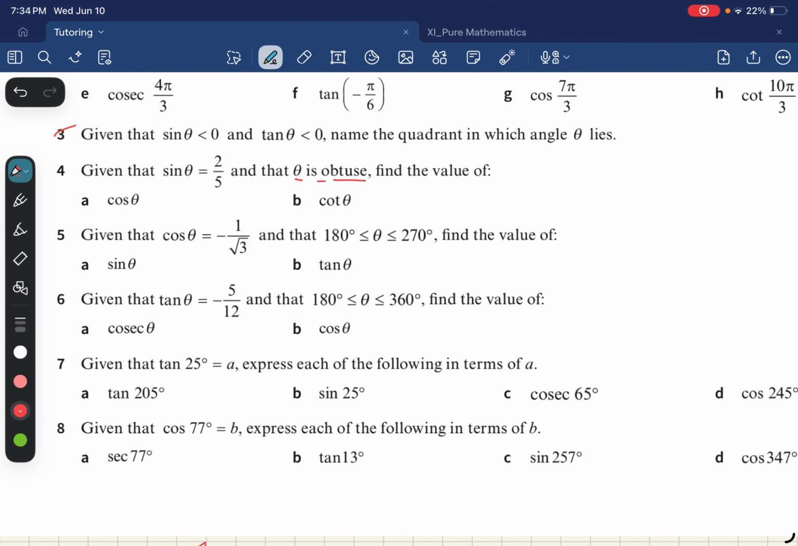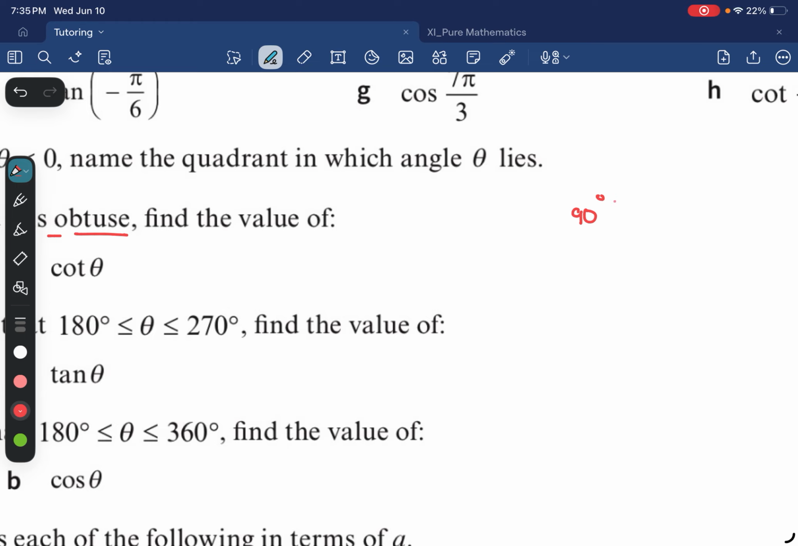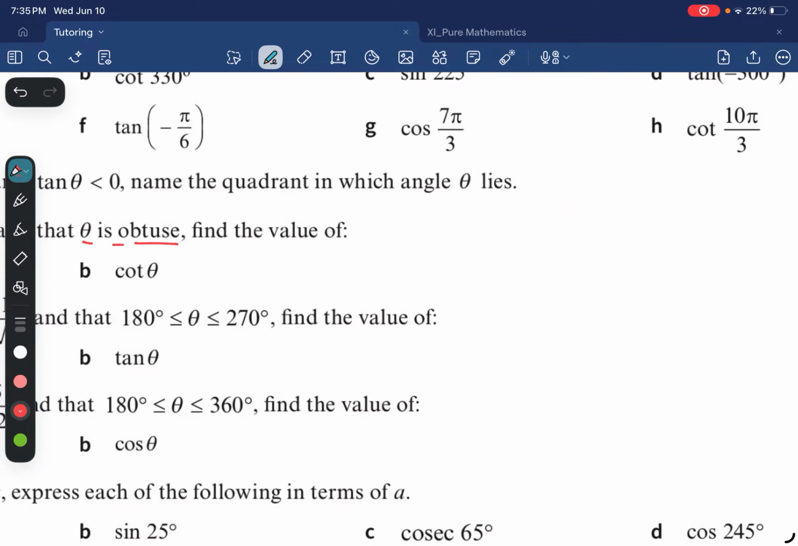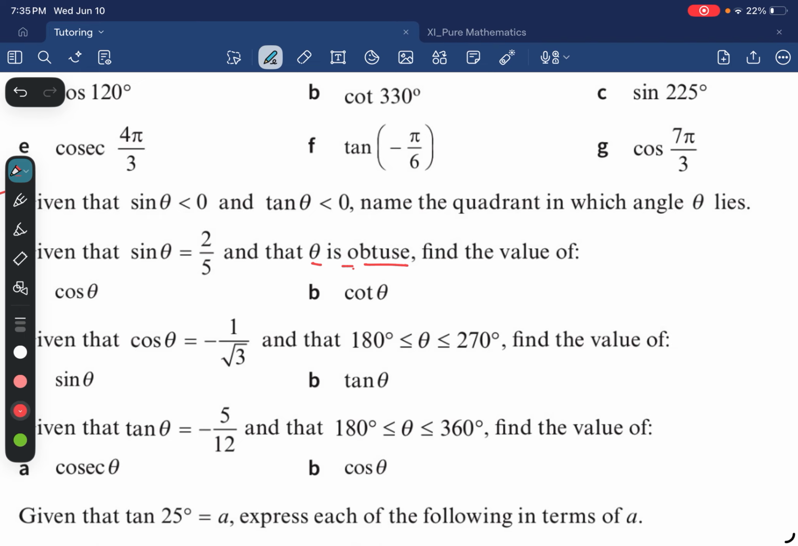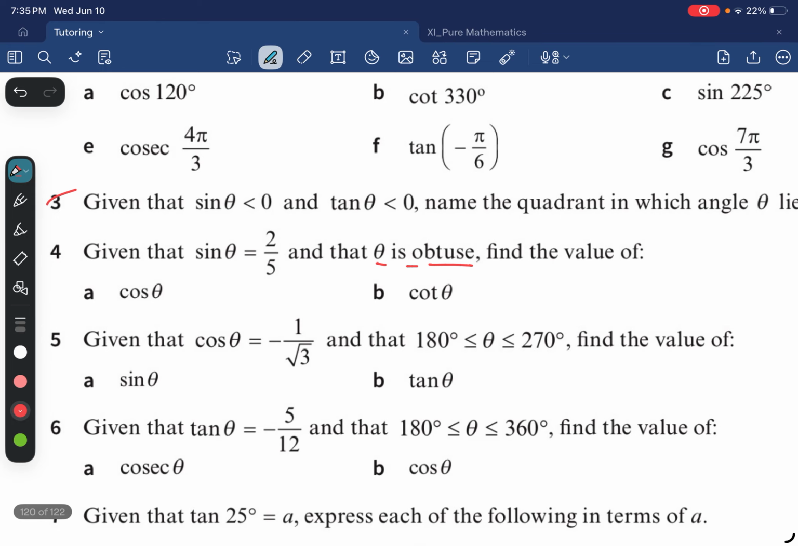Theta is obtuse. And what does obtuse mean? Well, it's bigger than 90 degrees, right? It's bigger than 90 degrees. So in this sense, it's going to mean that it's bigger than 90. So theta is obtuse, so the angle is not in the first quadrant. And sine is positive. So if it's not in the first quadrant and sine is positive, where is theta? Theta is in the second quadrant.